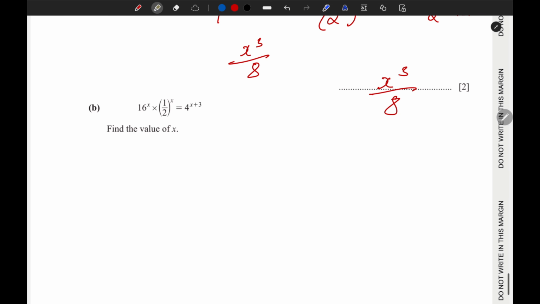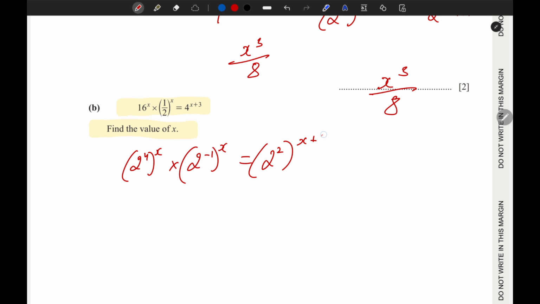Okay, now the B part. 16 to the power x into 1 by 2 to the power x equals 4 to the power x plus 3. Find the value of x. Okay, so see, we can convert all this to the base of 2 and then we can compare. So 16 we can write as 2 to the power 4, the whole to the power x. 1 by 2 we can write as 2 to the power minus 1, to the power x, and 4 is actually 2 to the power 2, the whole to the power x plus 3.